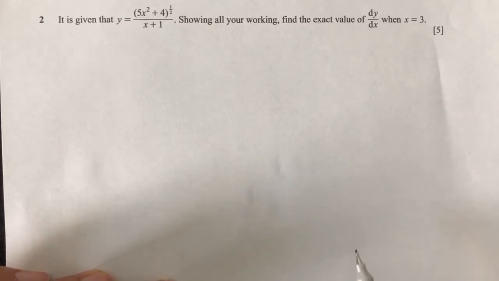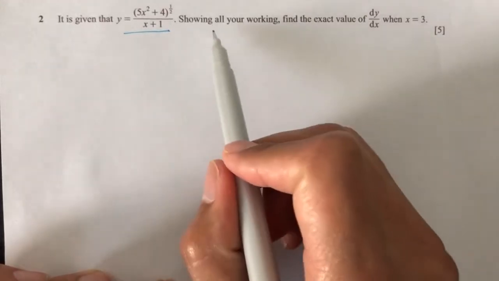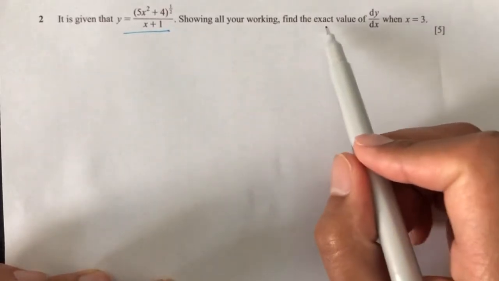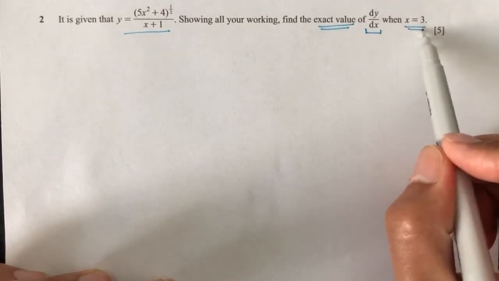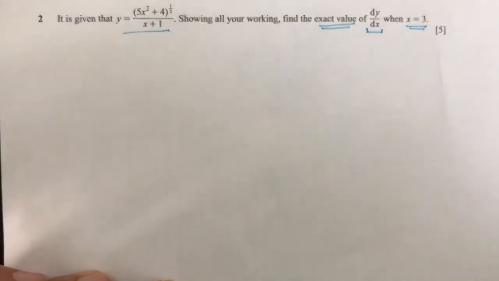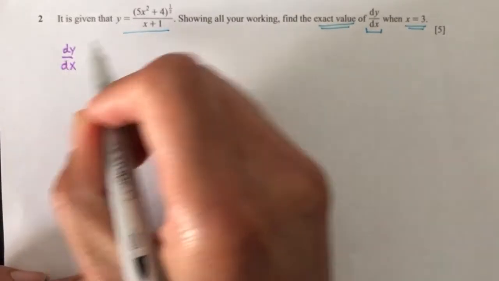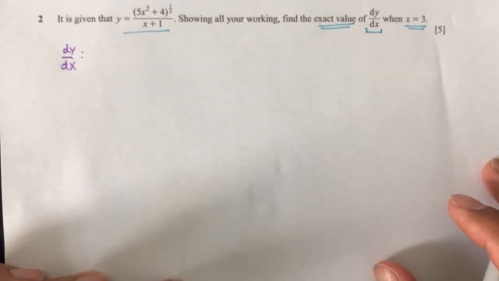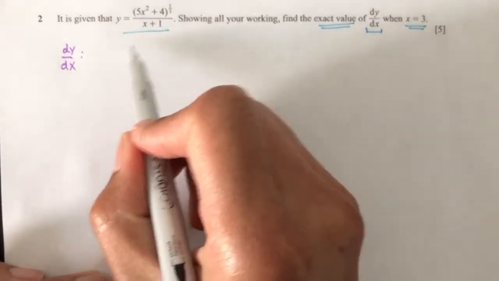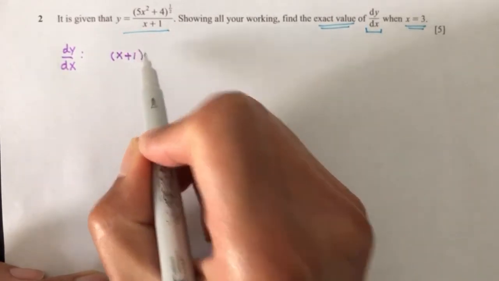On to question number 2. It is given that y is equal to this equation. Show all your working, find the exact value of dy by dx when x equals 3. So we have to find dy by dx of this function. So we have to use the quotient rule, which says this one, which is the bottom, remains here.